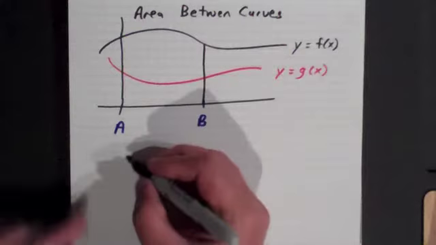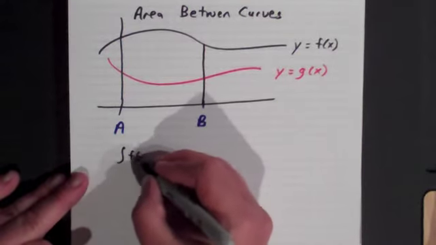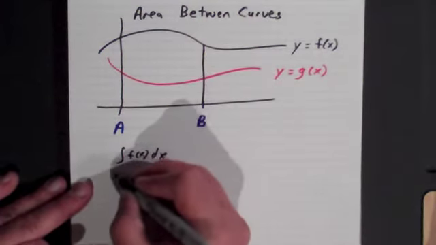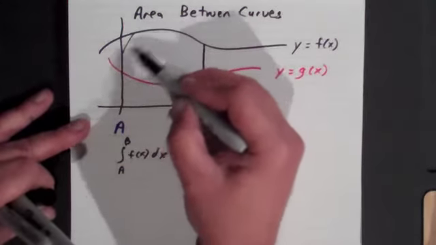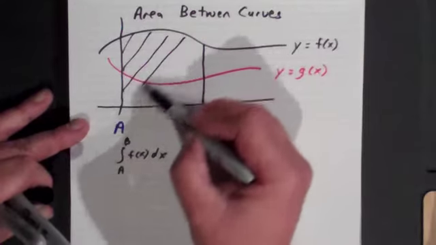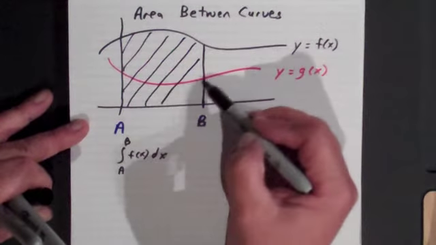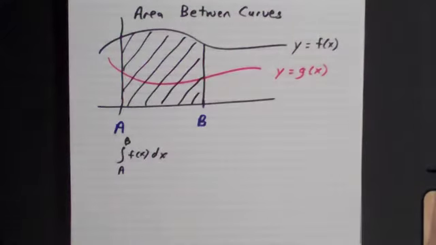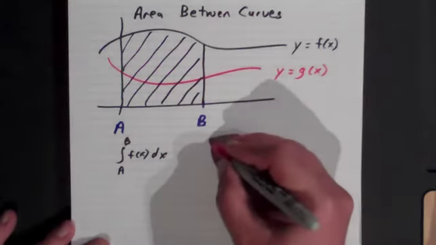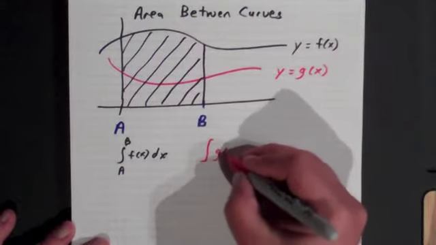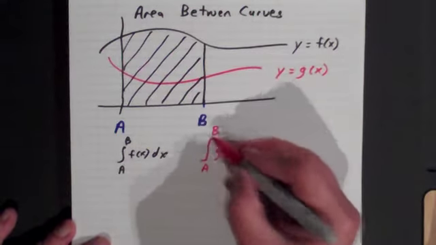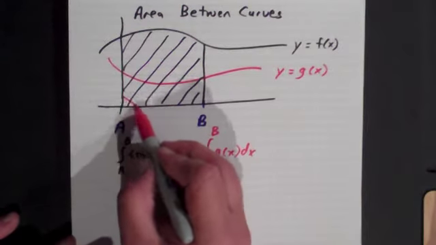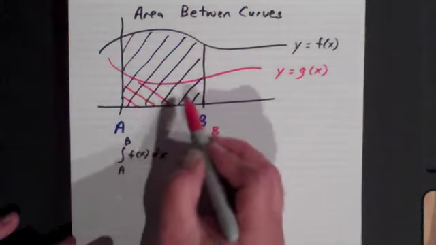Now if I integrate f of x from a to b, that finds the area under f of x all the way down to the x-axis, like this shaded region. If I was to integrate g of x on the same interval from a to b, that would yield the area under the g of x curve down to the x-axis.